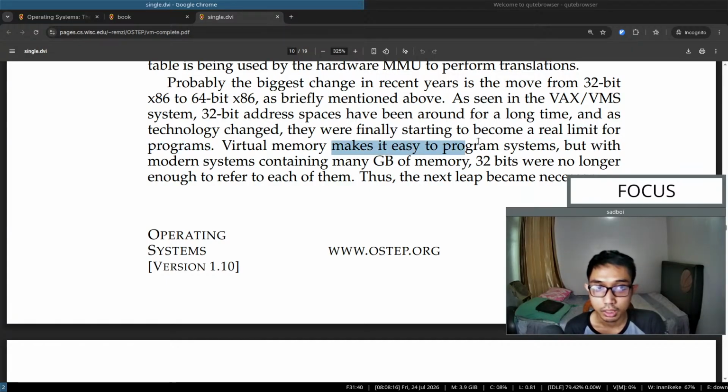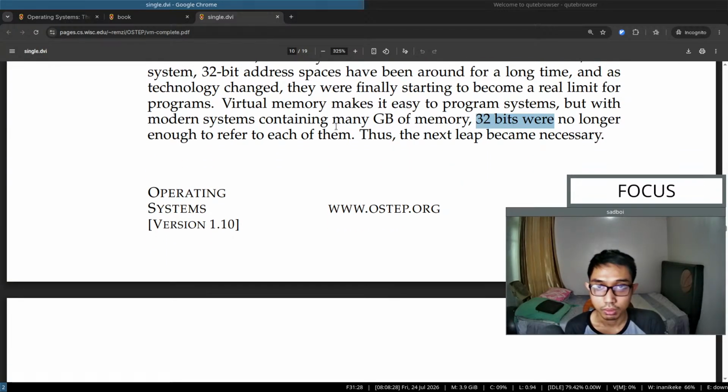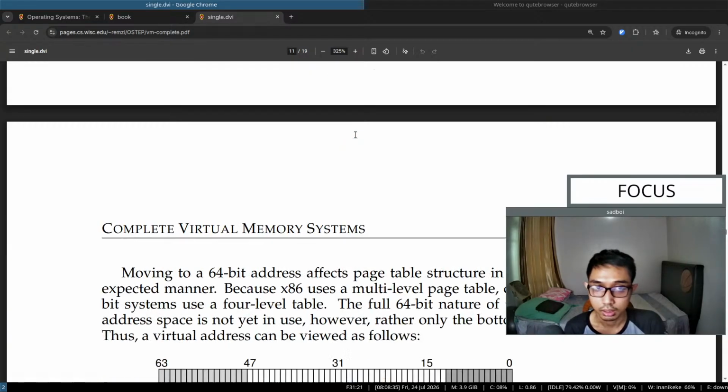Virtual memory makes it easy to program the system, but with modern systems containing many gigabytes of memory, 32 bits were no longer enough to refer to each of them. Thus the next leap became necessary.